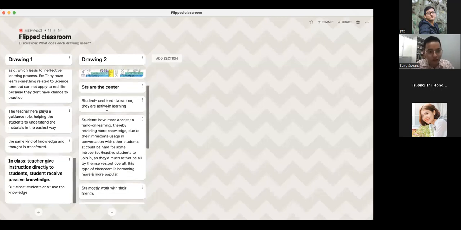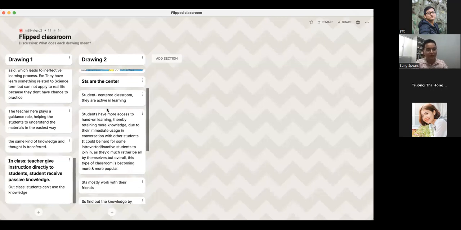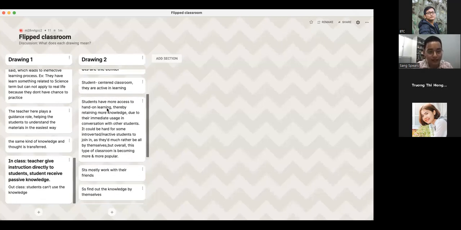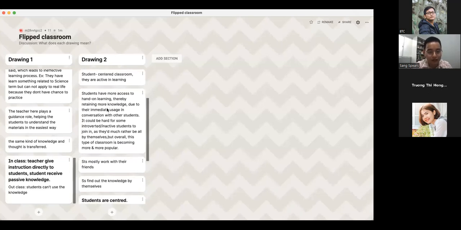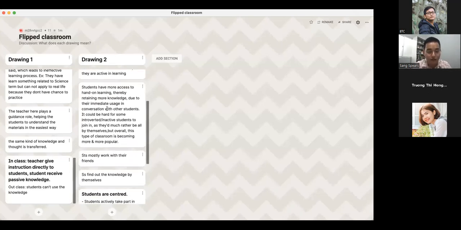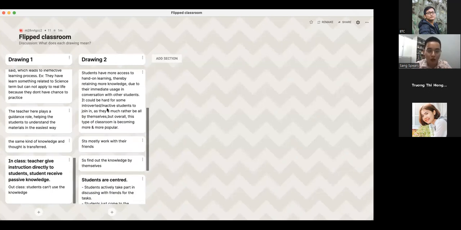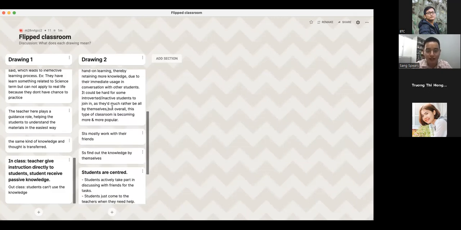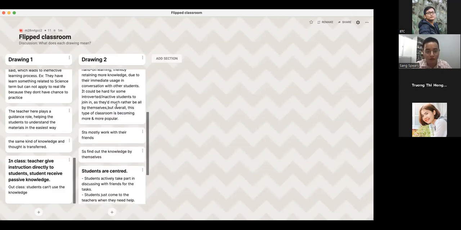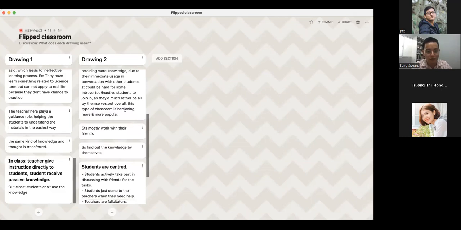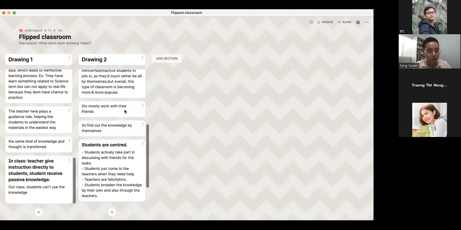Students are the center. In a student-centered classroom, they are active in learning. Students have more access to hands-on learning, thereby retaining more knowledge due to their immediate usage in conversation with other students. It could be hard for some introverted or inactive students to join in, as they would much rather be all by themselves. But overall, this type of classroom is becoming more and more popular.